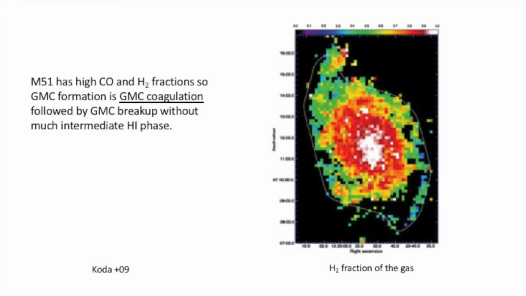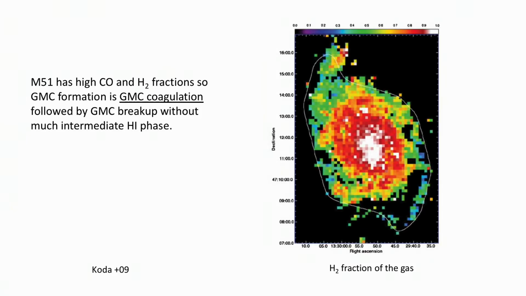On the other extreme, you have M51, which is a higher surface density of gas, and it's almost all CO. Here's the H2 or CO fraction of the gas. The arm, interarm, you hardly see the interarm. Everywhere is H2, is CO. So here you can say, giant molecular clouds formed by coalescence of other giant molecular clouds, because everything is CO, everything's a molecular cloud. But that statement is nonsense.